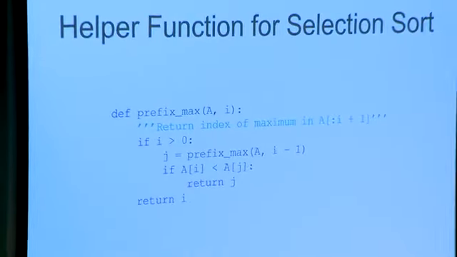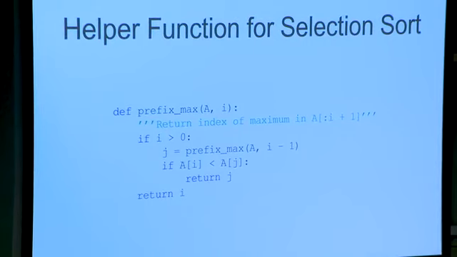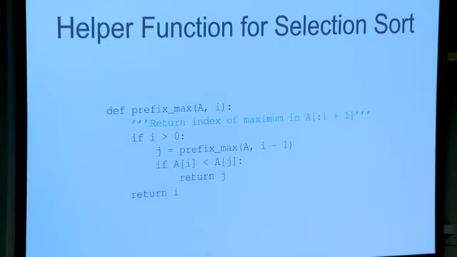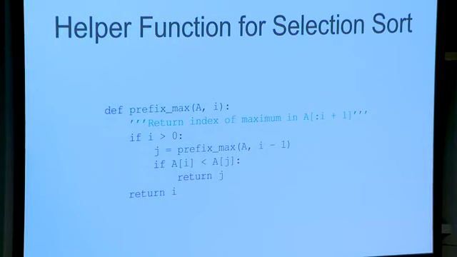Okay, so right, let's implement this helper function here. This is something we're going to call prefix max, and this is going to find me the biggest element of an array between index 0 and index I, inclusive, I believe.